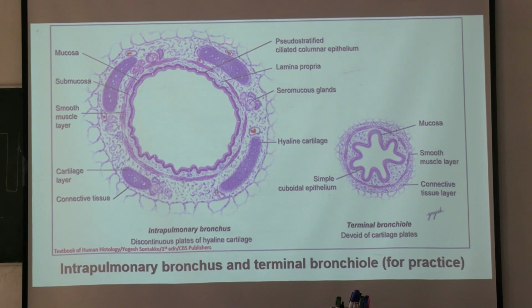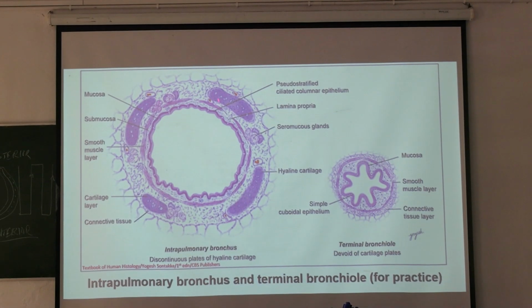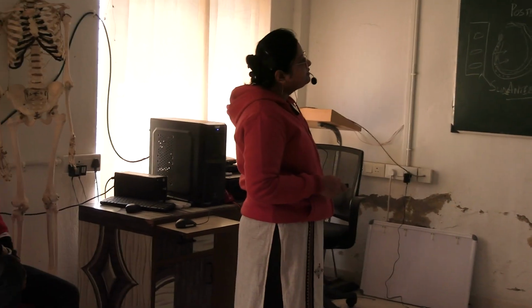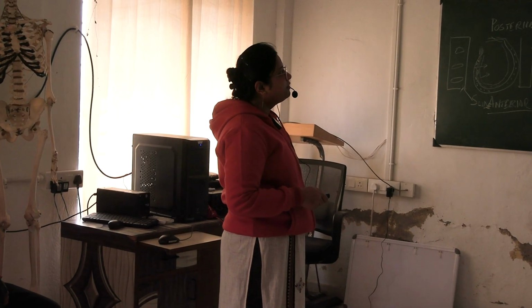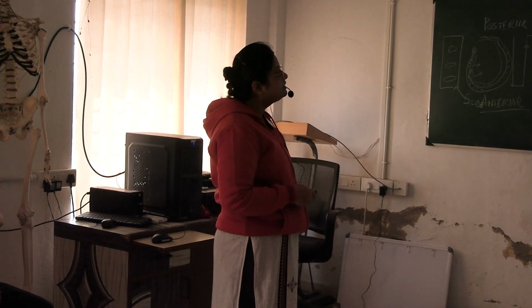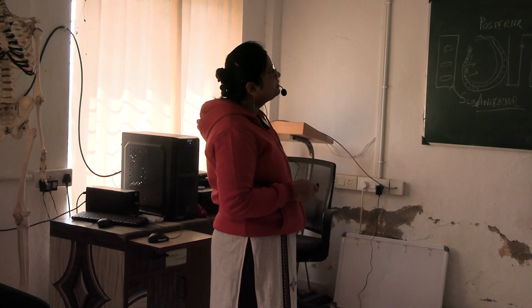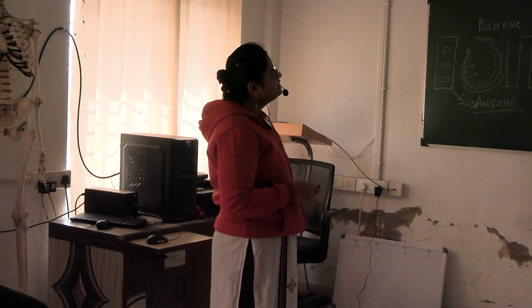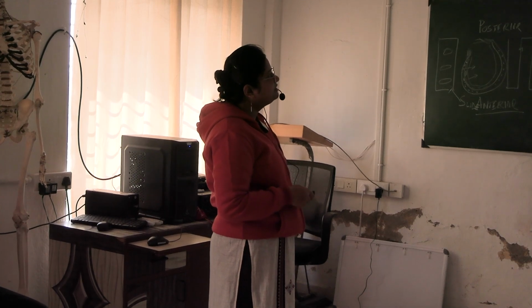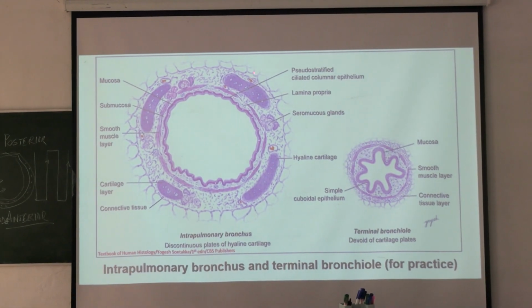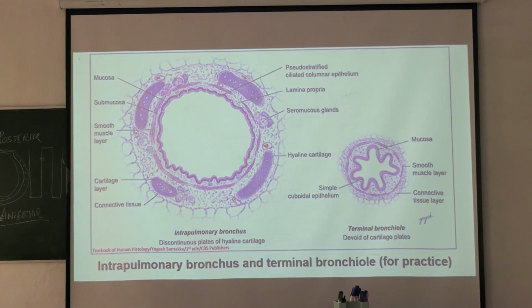This is a section of intrapulmonary bronchus. This is the epithelium, below the epithelium the lamina propria, then this is the muscular layer containing smooth muscle fibers, spindle-shaped fibers you are seeing. Then submucosa, where you get the seromucous glands. These are the cartilage plates in the cartilage layer, and after that you get the adventitia, outermost, with sections of blood vessels. Okay, understood?